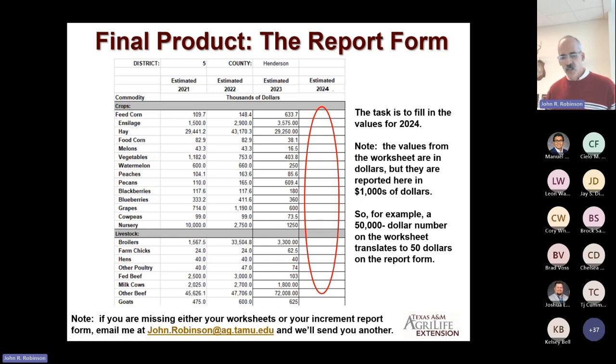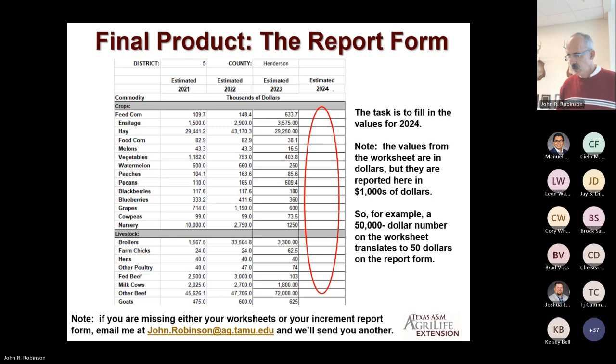I keep referring to the increment report form. This is what I'm talking about. This is Henderson County. The increment report form has columns for previous years, and the numbers in those columns are in thousands. So silage in 2021 at 1,500 is really 1.5 million. It's expressed in thousands. And the task at hand is to fill in the numbers for 2024.